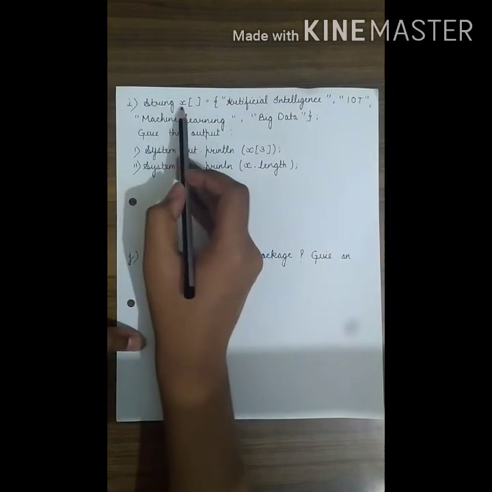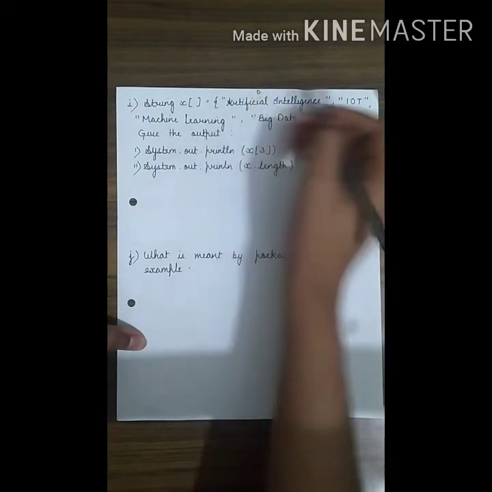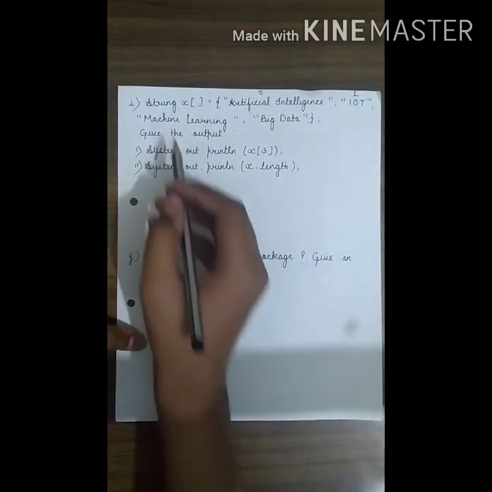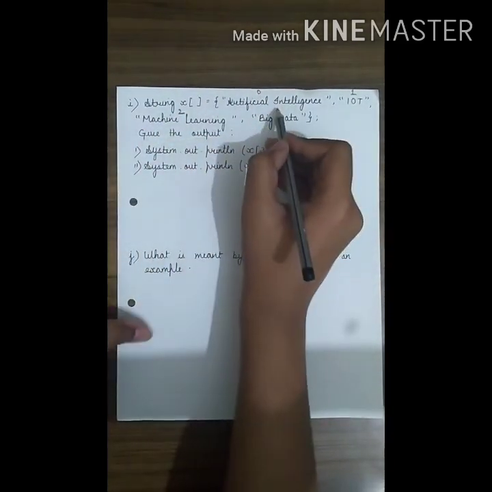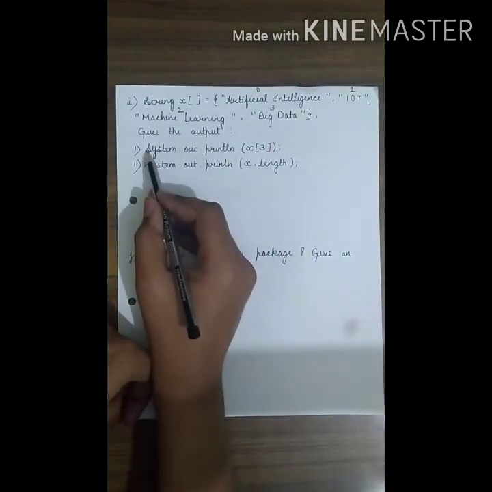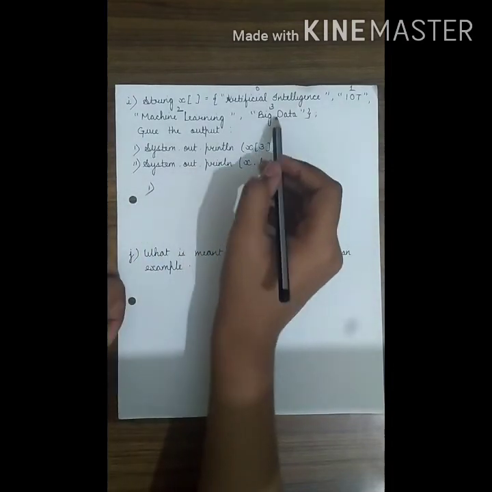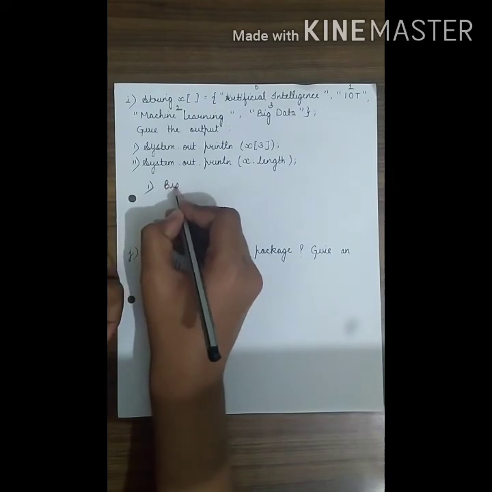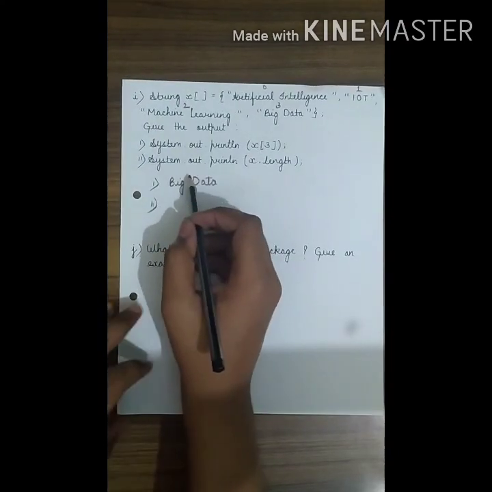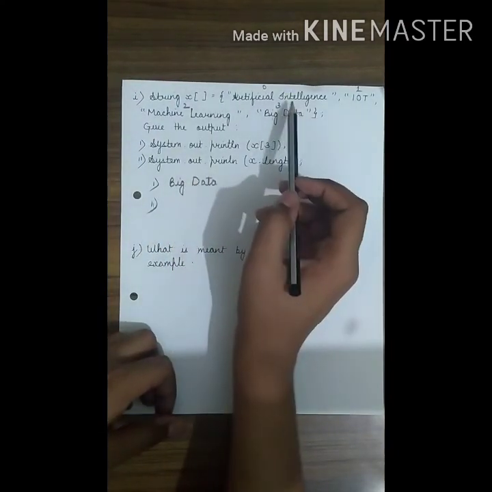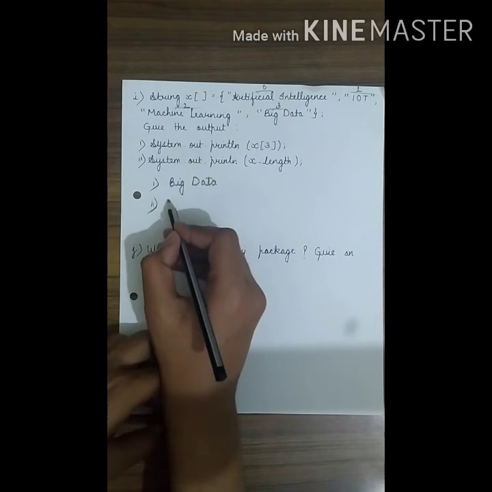Now the I part. String x array is equal to artificial intelligence, first IoT. This will be the first array. This is the 0 array, and this will be the second array, machine learning, and big data will be the third array. Give the output. First System.out.println(x[3]). The third array is equal to big data, so we will write the output as big data. Now the second part, System.out.println(x.length). We have to calculate the length of the array: 1, 2, 3 and 4. So the length will be 4.